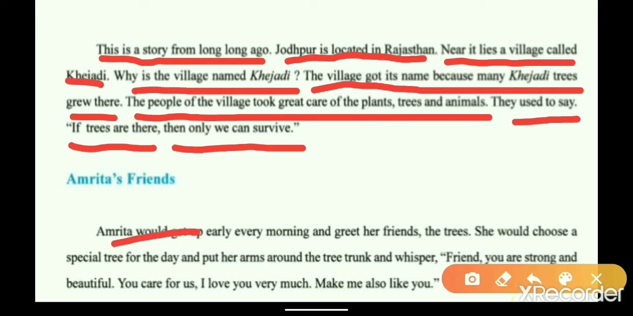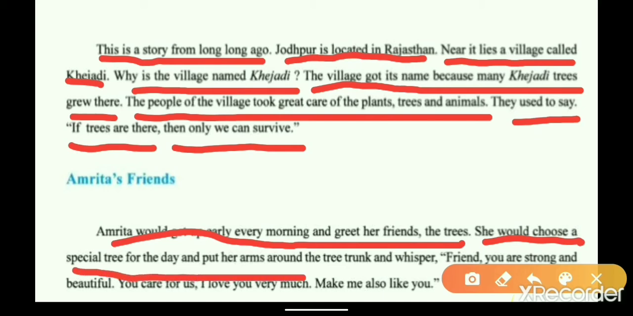Amrita would get up early every morning and greet her friends, the trees. She would choose a special tree for the day and put her arms around the tree trunk and whisper, "Friend, you are strong and beautiful. You care for us. I love you very much. Make me also like you."